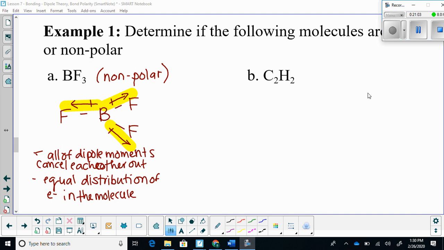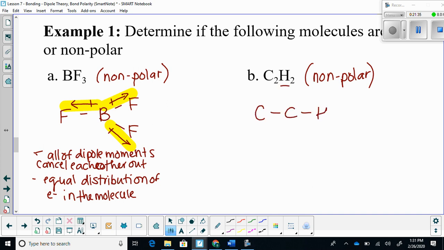Okay, the next example here we have C2H2. Based on its chemical formula, is this polar or nonpolar? What do you guys think? Polar or nonpolar? It is nonpolar. The reason is that it's carbon attached to the same atom. Let's draw a VSEPR diagram for this.